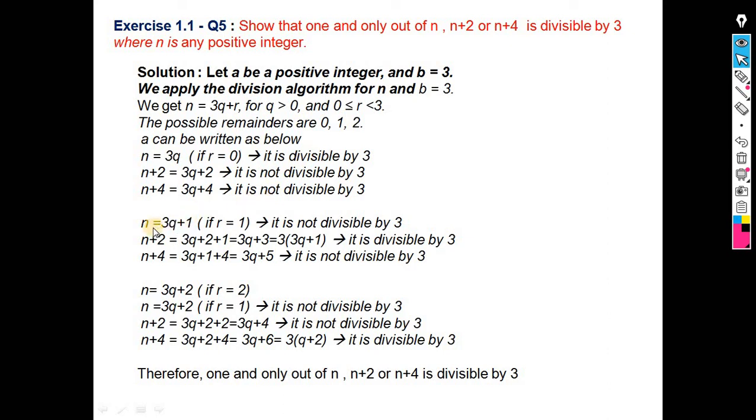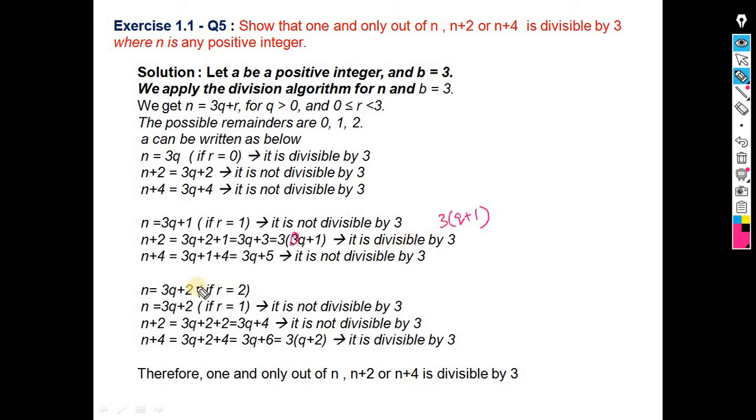And the next one, when my r is equal to 1, n is equal to 3q plus 1. So in this case it is not divisible by 3, and 3q plus 1 if I substitute here in the n plus 2 formula, it will be 3q plus 3. If I take 3 out, 3 into q, this is wrong here, it says mistake in the slide. When you take this out, it will be 3 into q plus 1 only. Just correct these notes.